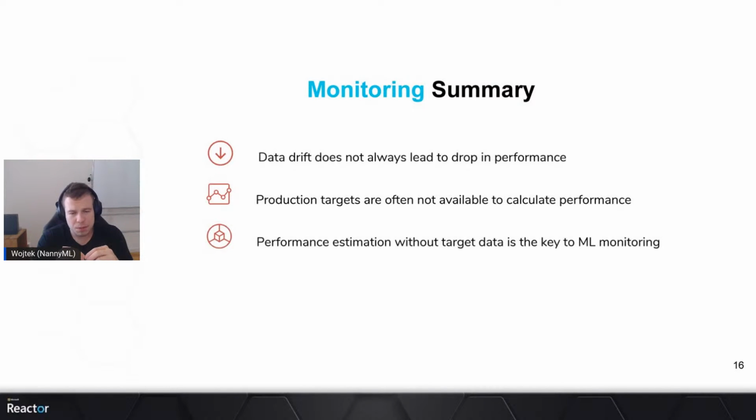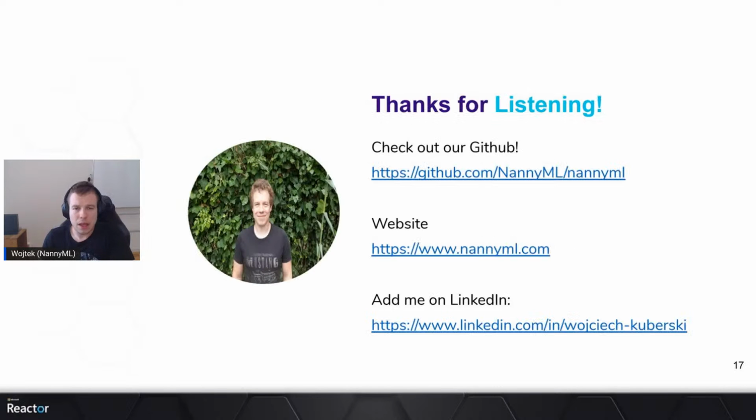So we need to estimate performance without our target data, and I presented the technique to do it. And then finally, we should take that and go back to data drift detection and try to figure out what is exactly the reason for our drop in performance, so then we can start troubleshooting and resolving any issues.